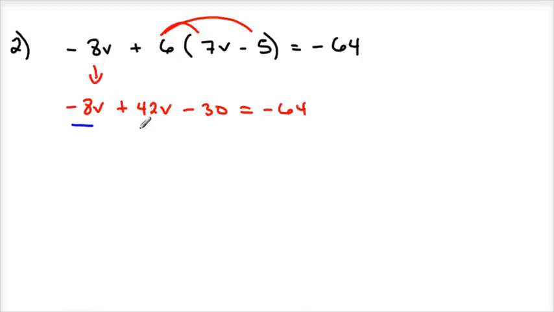Okay, my like terms here are my two terms with the variables, negative 8v and 42v, and if you add these together you should get 36v minus 30 equals negative 64. Okay, now we're back down to a two-step equation after we simplify the left side of the equation. 36v minus 30, I'm going to add 30 to both sides.